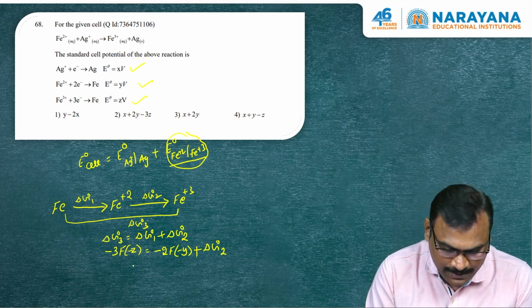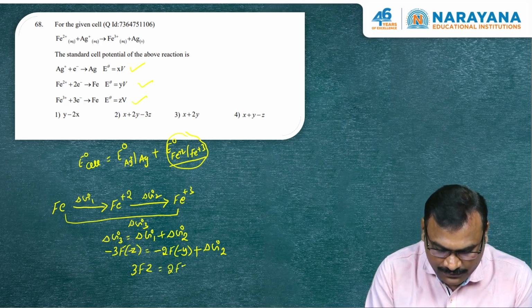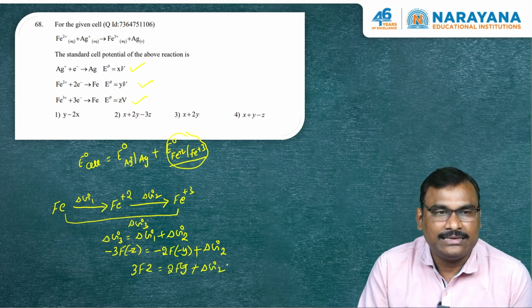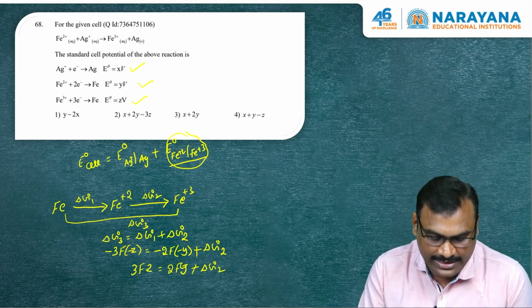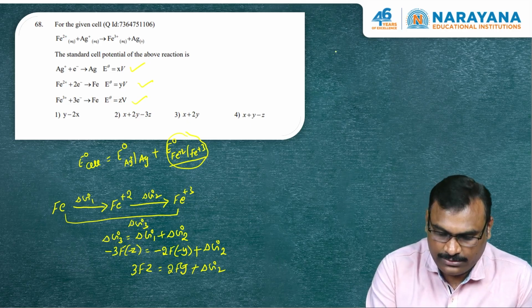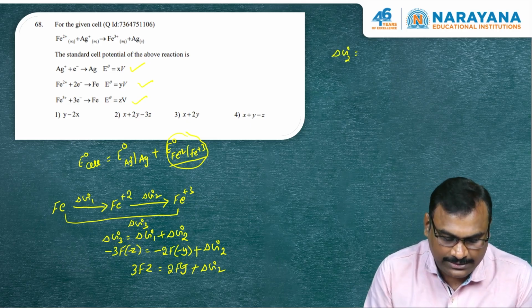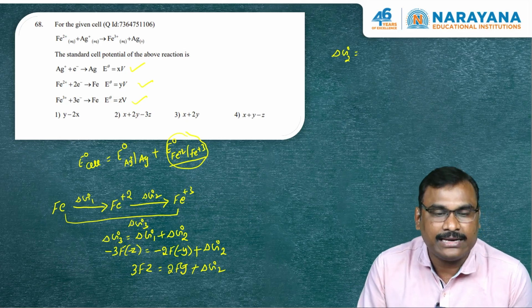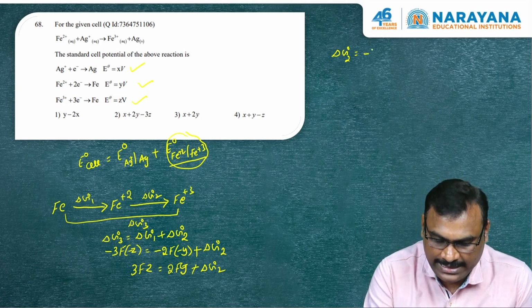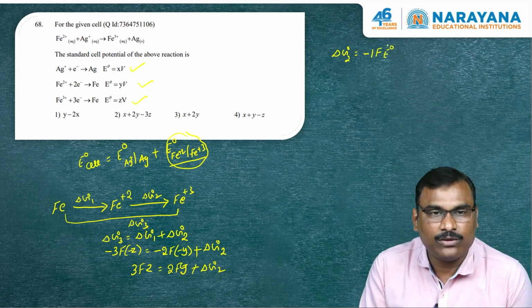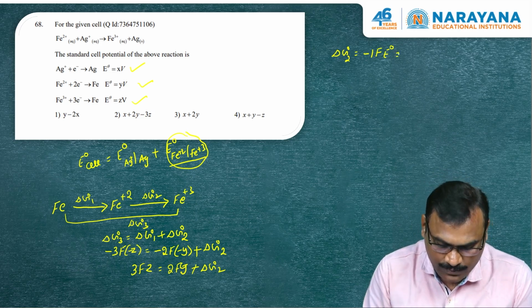You see this is 3FZ. This is 2FY plus delta G naught 2, since delta G naught is equal to minus nFE naught. So delta G naught 2 is nothing but the Fe2+ to Fe3+ free energy change, that is minus 1F times E naught. We don't know that E naught, what is that?